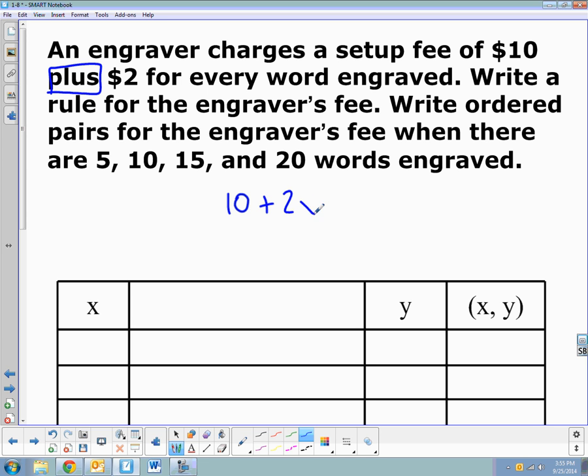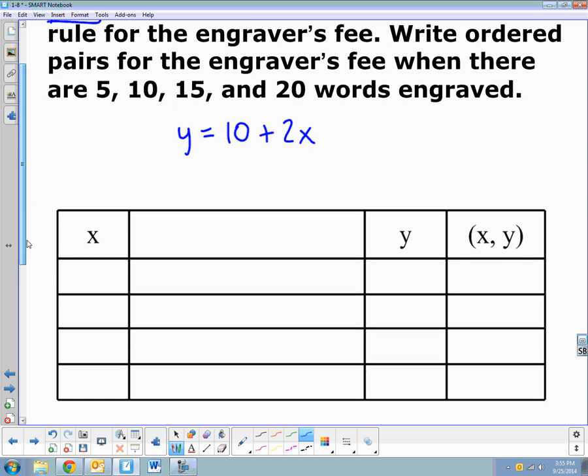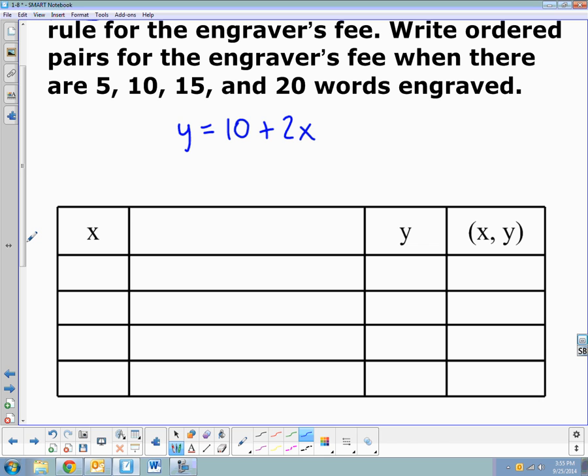I'm going to go ahead and use X for that. So for every item that you engrave, we have a $2 fee. And there's my equation. So the cost, Y, is going to equal $10 for the setup plus $2 for every word engraved. Now, this particular problem says, what if there are 5 items being engraved? Well, I'm going to use my equation, Y equals 10 plus 2X, and I'm going to substitute that in. I'm going to see what happens.